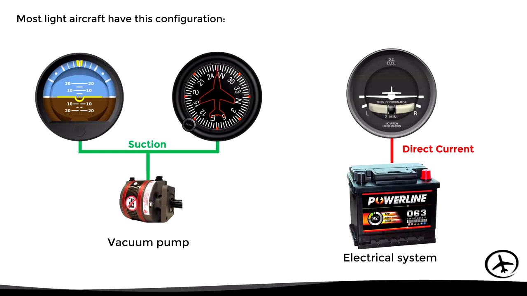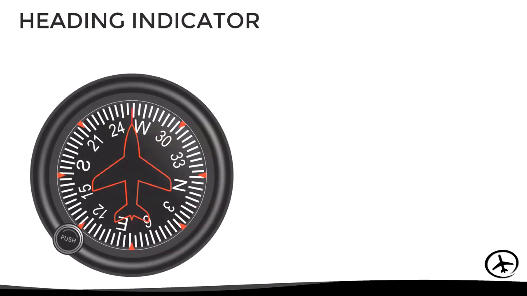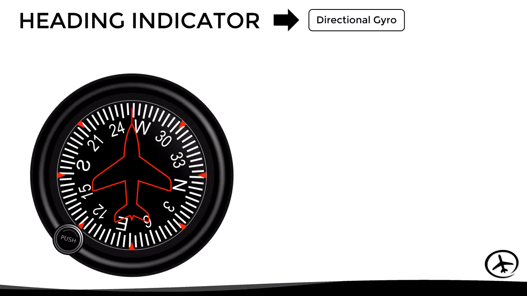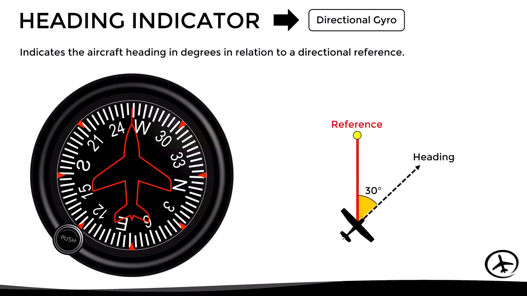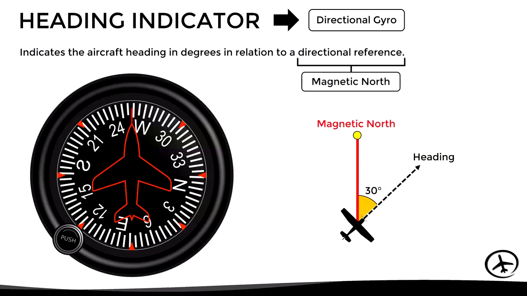With this in mind, let's take a closer look at the heading indicator. This instrument is also known as the directional gyro, and it indicates the current heading of the aircraft in degrees in relation to a directional reference. Usually, the directional reference used in aviation is the magnetic north pole.